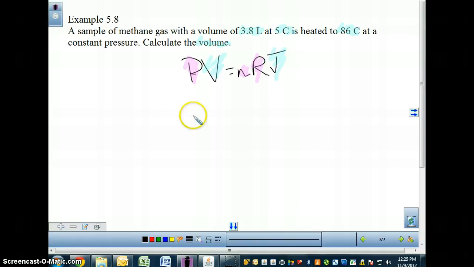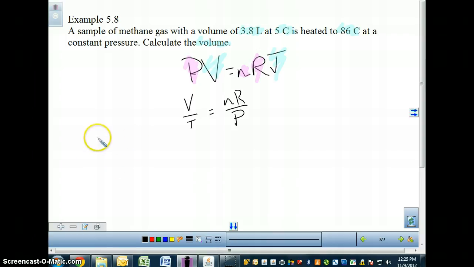As such, I'm going to go ahead and take my equation and move all of the blue stuff to the left and all of the pink stuff to the right. I do that with a simple little bit of algebra. nR over P equals V over T. What this means is that no matter when I look at this sample of methane, it's the same number of moles at the same pressure. So no matter what the volume is, I can figure out the temperature, and no matter what the temperature is, I can figure out the volume.